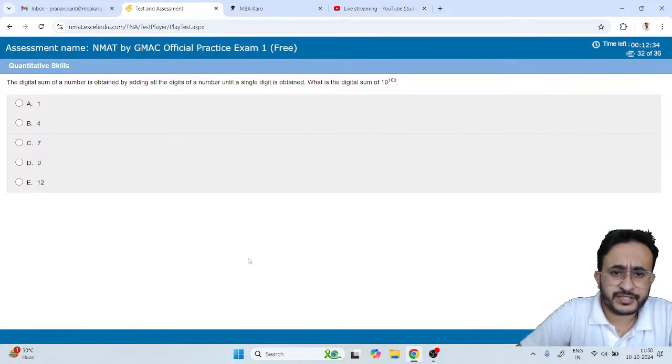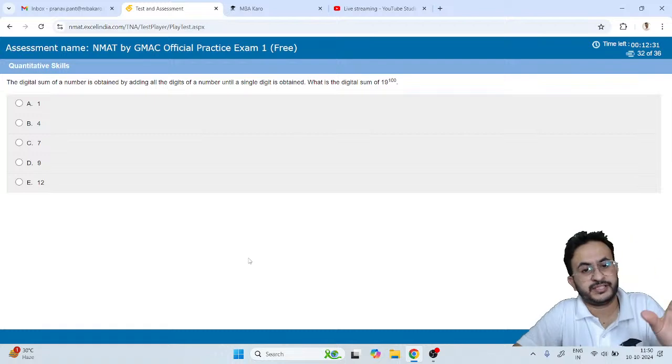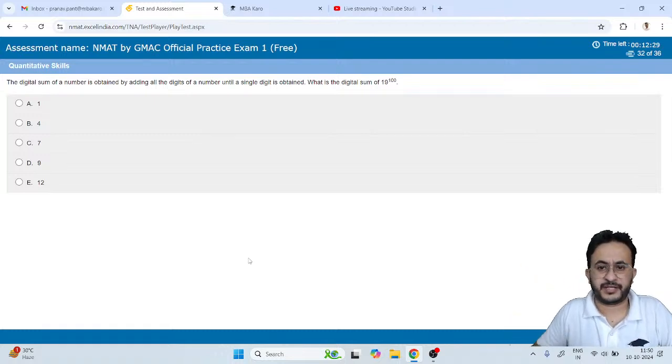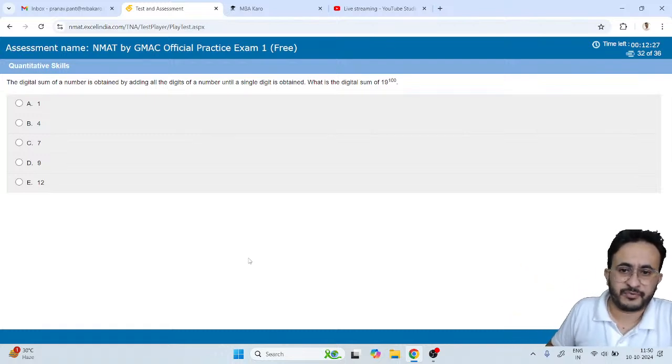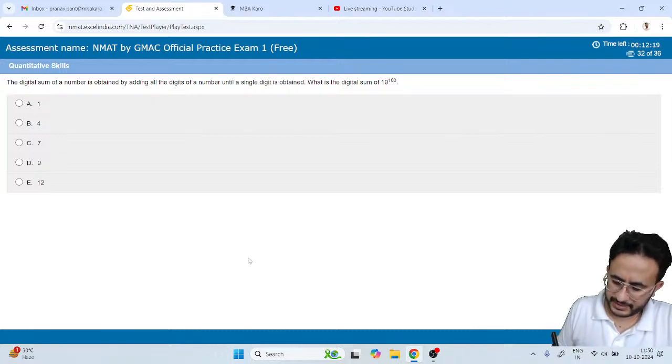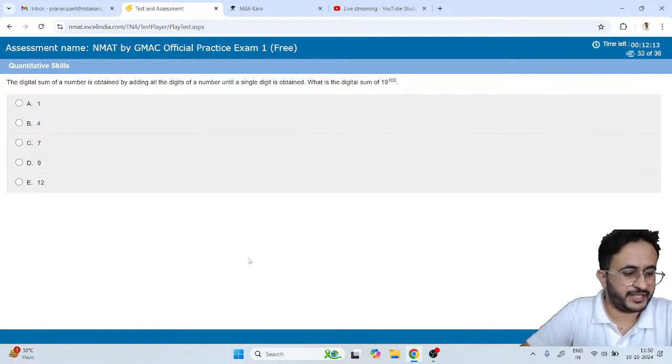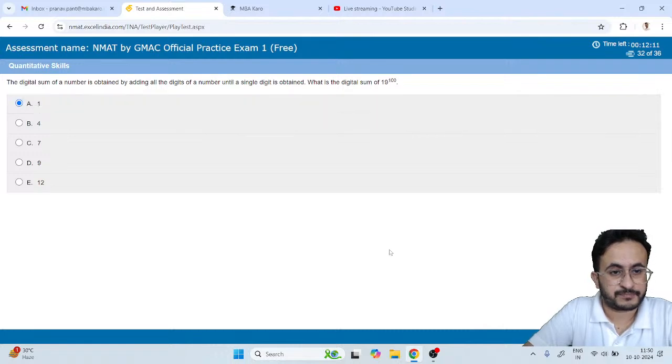Digit sum is adding all the digits till you get a single digit number. We need to find the digit sum of 19 raised to the power 100. So basically digit sum is the remainder by 9. 19 divided by 9 gives you remainder 1. So for any power, the digit sum will be 1.